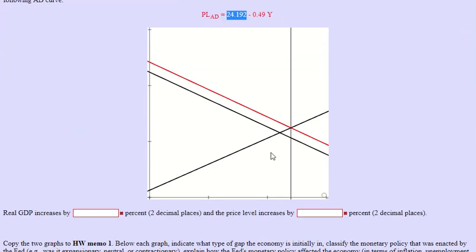Okay, so we know that real GDP increases up along the short-run aggregate supply curve, and so too does price level. Okay, in the Keynesian model, where the short-run aggregate supply curve was perfectly elastic or flat, that's not the case here. Short-run aggregate supply slopes up. So let's go ahead and label the graph.